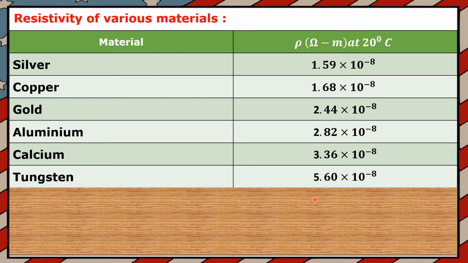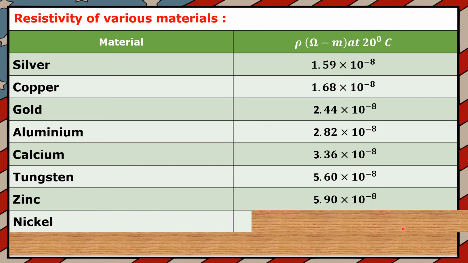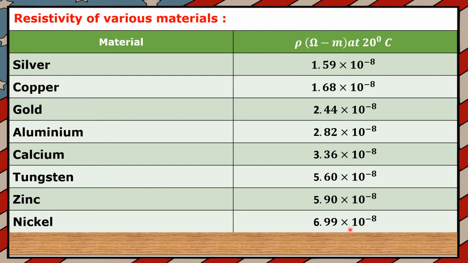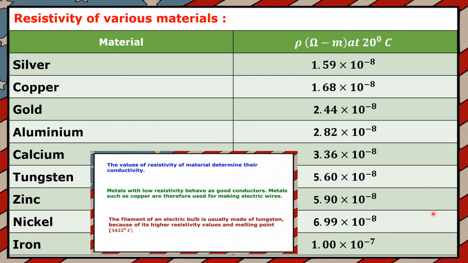And tungsten has the resistivity value 5.60 into 10 to the power of minus 8 ohm meter, and zinc 5.90 into 10 to the power of minus 8, nickel 6.99 into 10 to the power of minus 8, and iron, its resistivity value is 1 into 10 to the power of minus 7 ohm meters. And here you can see the values of resistivity of materials determine their conductivity. Just now I have told you the materials whose resistivity values are less offer less resistance. That means they are good conductors of electricity. So all these are metals.